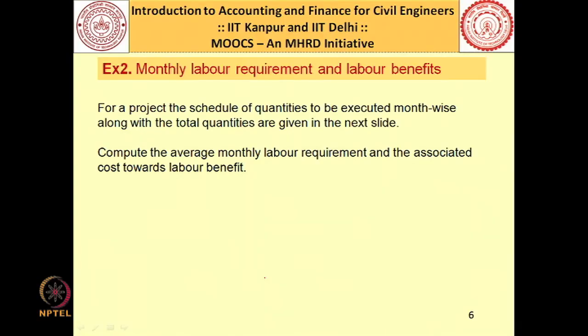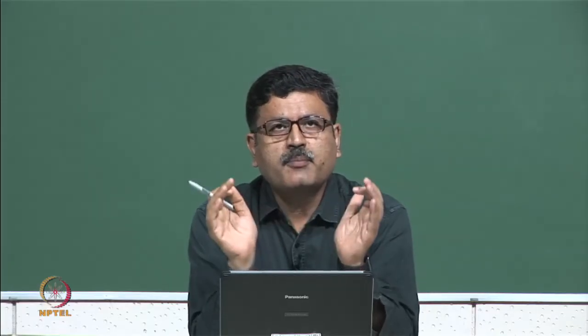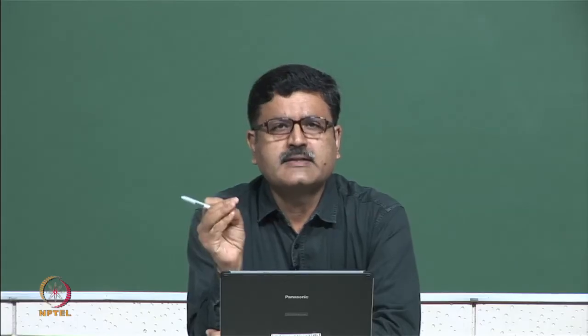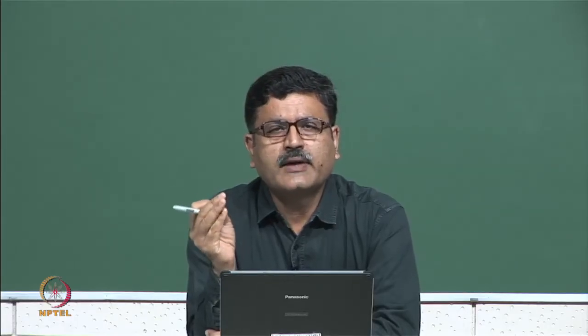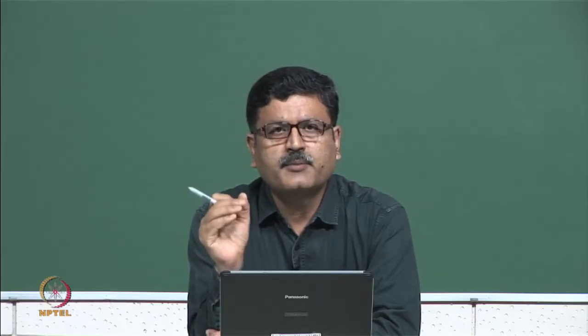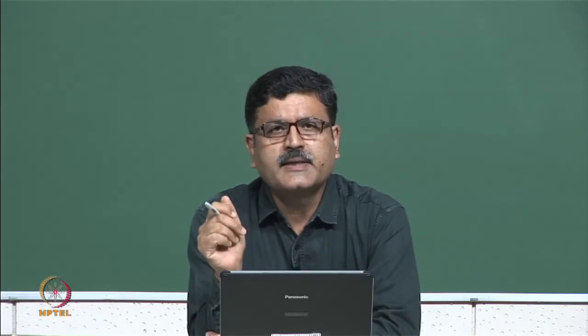Now, we will see some of the indirect cost, because we have already completed our discussion on labor cost computation, material cost computation, plant and equipment cost computation, and subcontractor cost computation. So, these are part of my direct cost. Now, we will see some of the indirect cost computations. For example, we will see how to take care of labor benefits. For this, we need to calculate what could be the possible number of workers that I would be employing at my project site on a monthly basis.